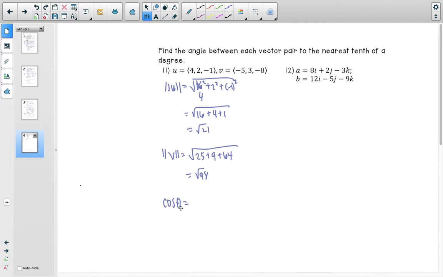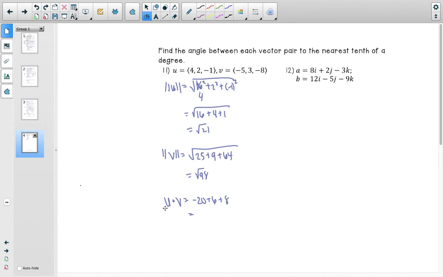I think we did the dot product separately too, did we? I don't know. Let's just do it. Let's do the dot product too. So we're going to take the 4 times the -5. I've been using my calculator on my phone, and that's annoying to use for cosine, so let me grab that real quick. Okay. So you do 4 times the -5, which is -20. We're going to do the 2 times the 3, which is 6, and then -1 times the -8, which will be +8.